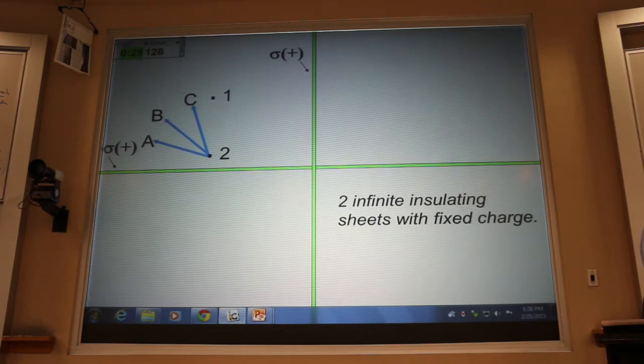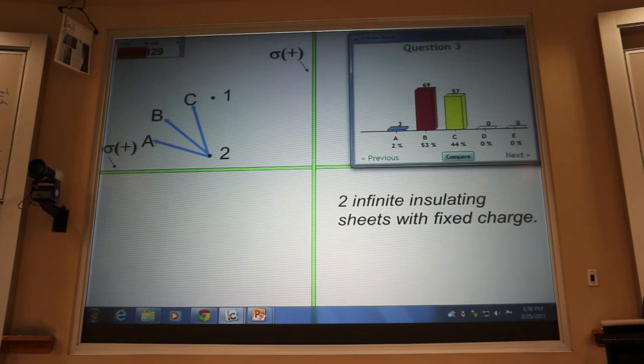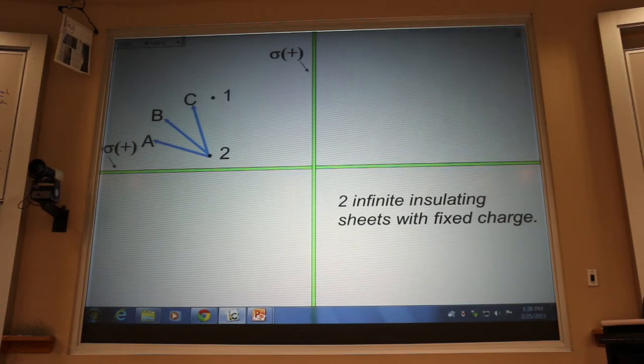Pascal. Oh, now we divide up the class. Okay? It's either going to be B or it's going to be C.